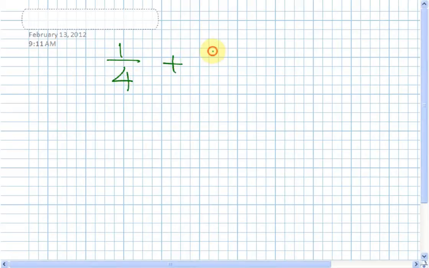1/4 plus 1/6. What's the common denominator? 12. I heard 12. I also heard 24. Which one's right? Both. Both are right. Yes, both are common denominators. Which one's the lowest though? 12. Okay. How'd you get that number so fast?